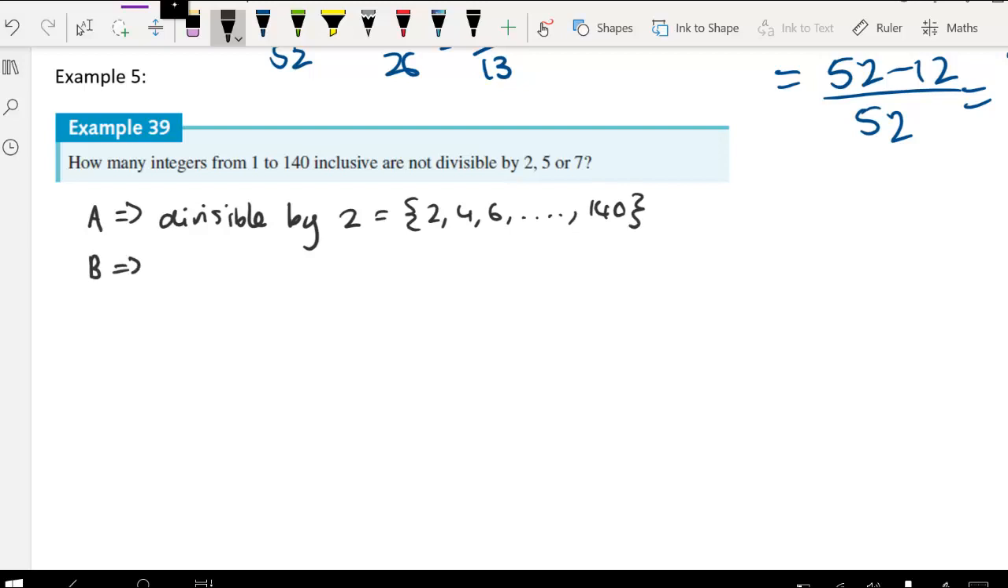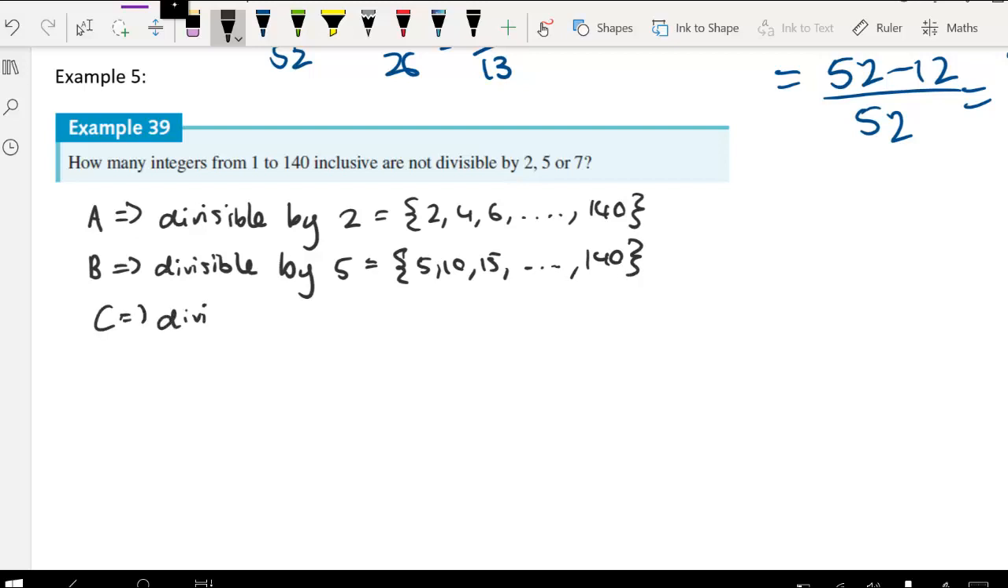We'll let B be divisible by 5, so this will be all the values 5, 10, 15, up to 140. And then C be divisible by 7. So this will be 7, 14, 21, and all the values up to 140.